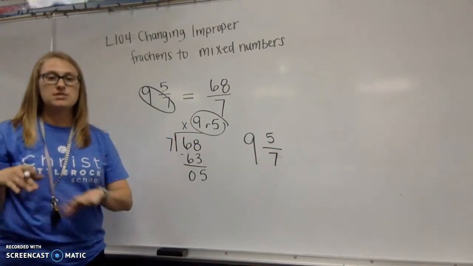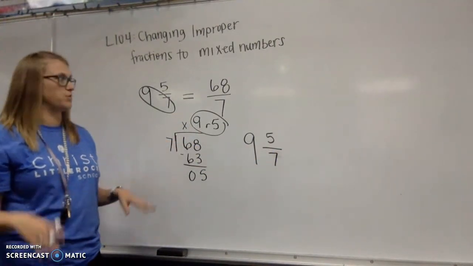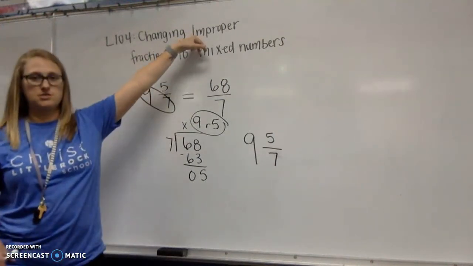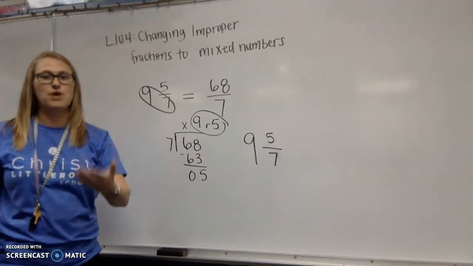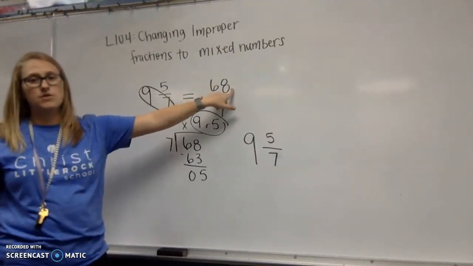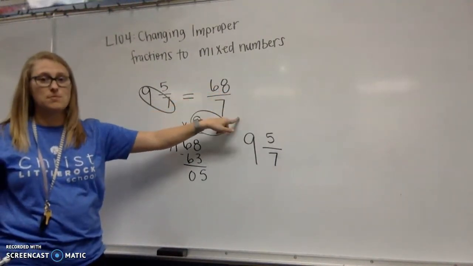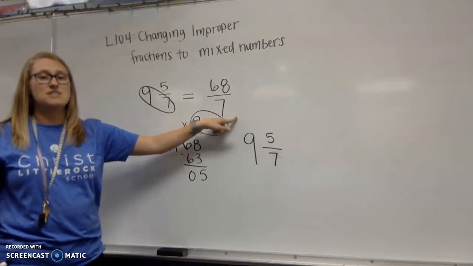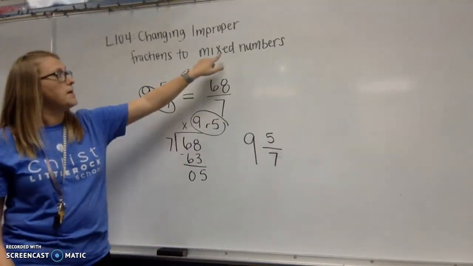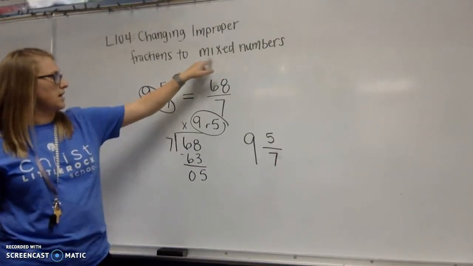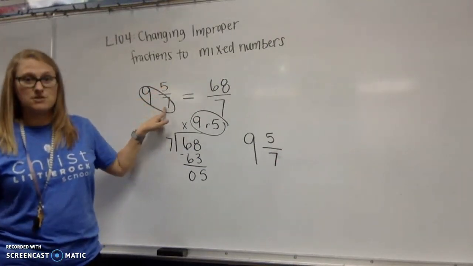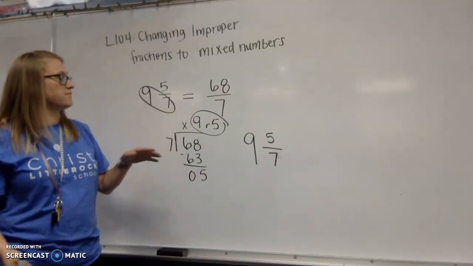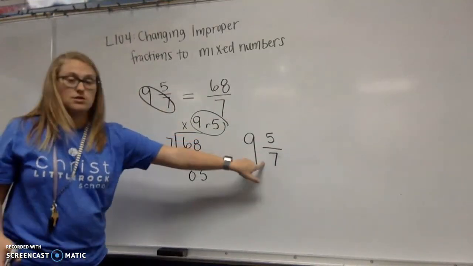So you can use this trick to help you switch improper fractions. Remember, improper means that they're not written the right way. They are not proper. When the number on top is larger than the number on the bottom, that is not proper. Okay, mixed numbers is when there's a whole number and a proper fraction. So we're changing this from improper to proper.